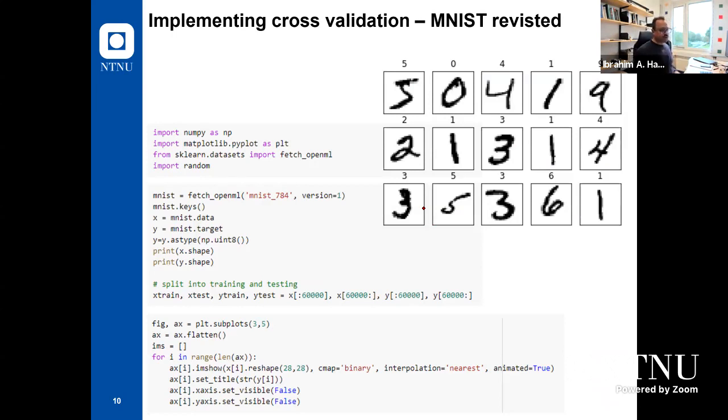We did this cross validation before, but we need to revisit it one more time. This is the MNIST dataset. You can get the MNIST dataset from Keras directly, and if you get it from Keras, it will already be shuffled and divided into training and testing. This dataset is 60,000 images for training and 10,000 for testing. So this one for testing and this one for training.